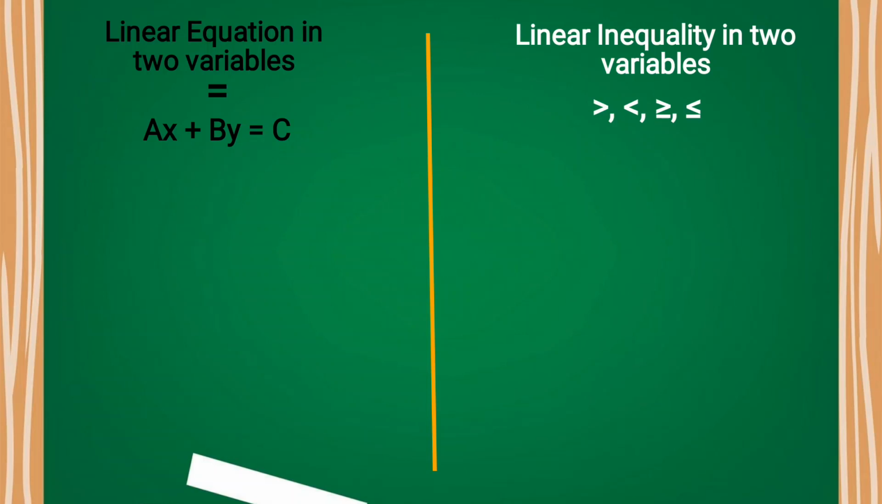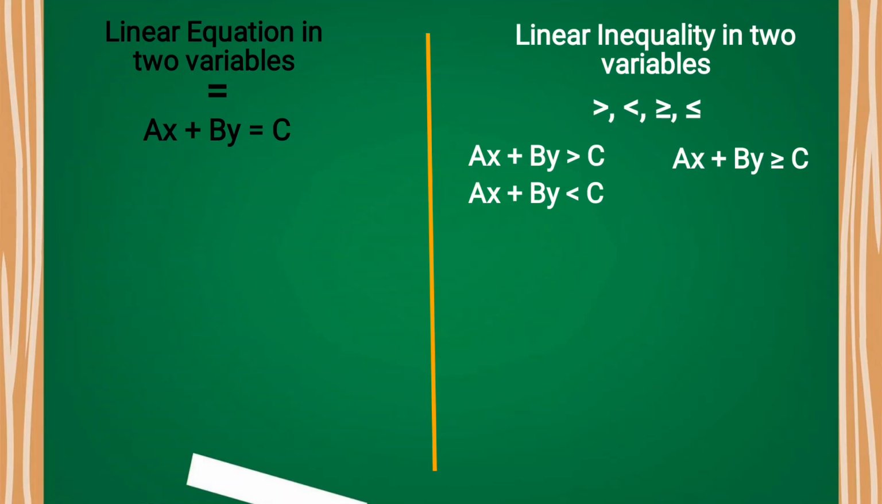Paano naman po pag sa linear inequality? Tingnan natin. So, in linear inequality, papalitan na natin yung equal sign. Papalitan natin ng apat. Pwedeng ax plus by is greater than c. Pwede rin naman pong ax plus by is less than c, or ax plus by is greater than or equal to c, and then last one po, ax plus by is less than or equal to c. Ito na po yung mga form natin ng standard form.